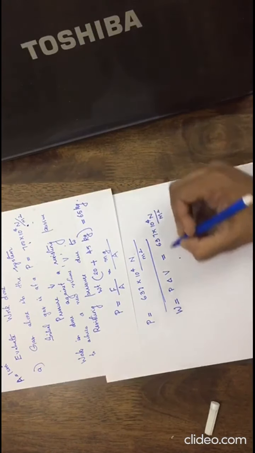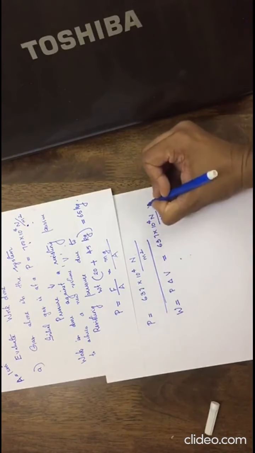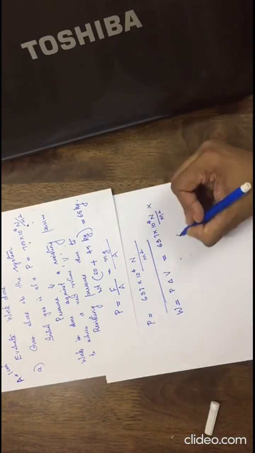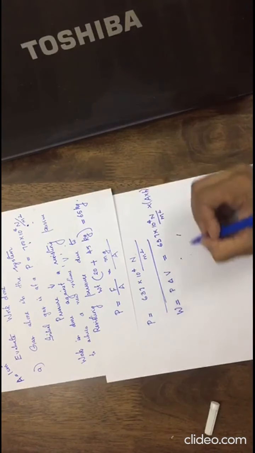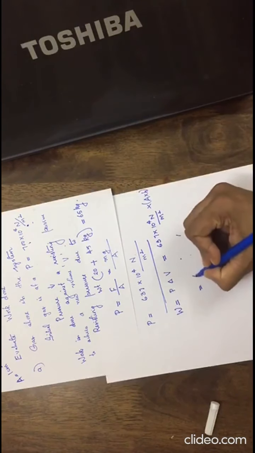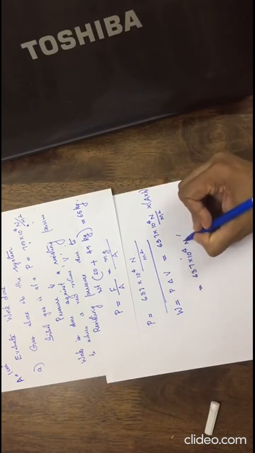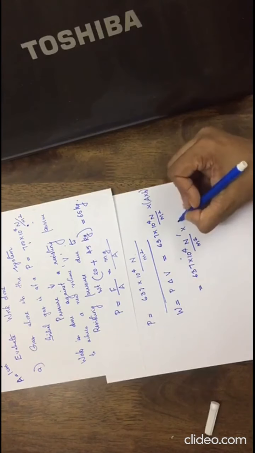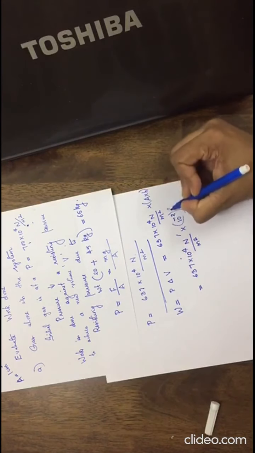So work done can be evaluated as P multiplied by delta V. What is delta V? Area into height, A into H. What is area? So 637 into 10 power 4 Newton per meter square, multiplied by area, which is 1 centimeter square. I'll convert into meter: 1 centimeter square is 10 power minus 2 the whole square.